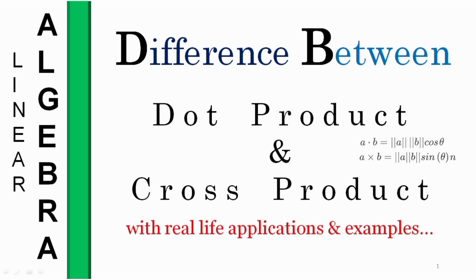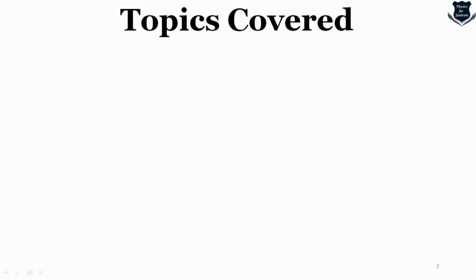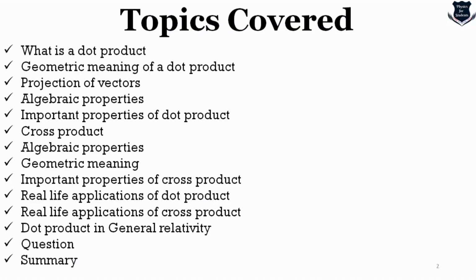Before we go ahead with the video, let us quickly have an idea about the topics we are covering. In order to understand the geometric meaning or the difference, don't you think we need to understand the basics? What is a dot product? What is the geometric meaning? What are the projections of vectors and their algebraic properties? What are the important properties of dot product? What is cross product, their algebraic properties, their geometric meaning, and the important properties of cross product? What are the real life applications of dot and cross product? Can we use dot products in general relativity? And what is the difference?